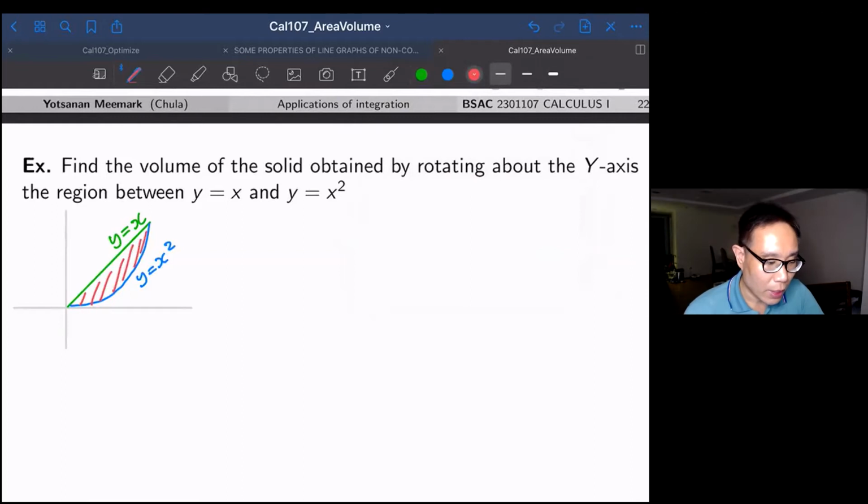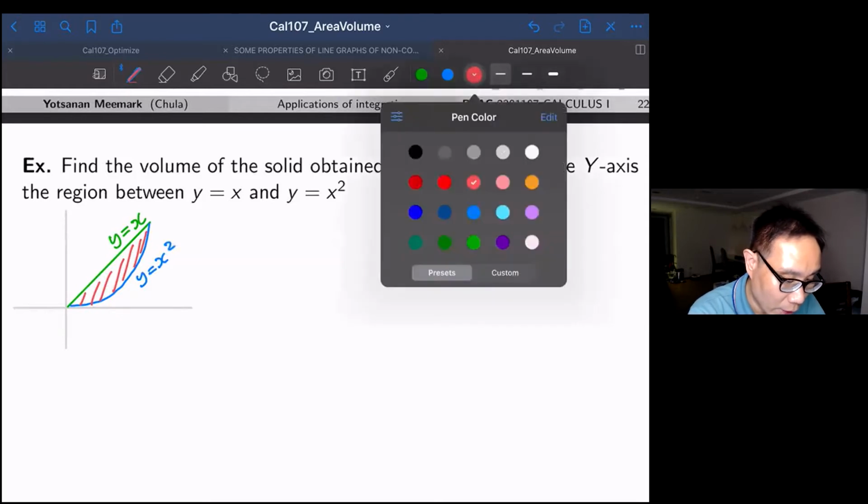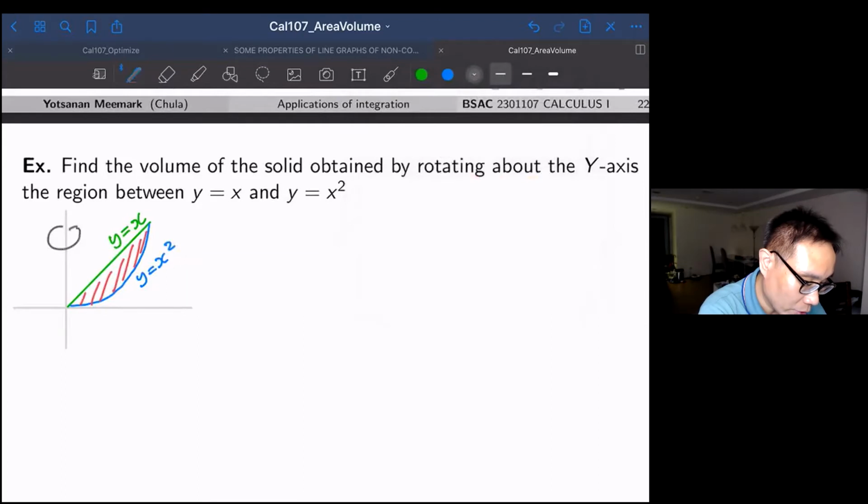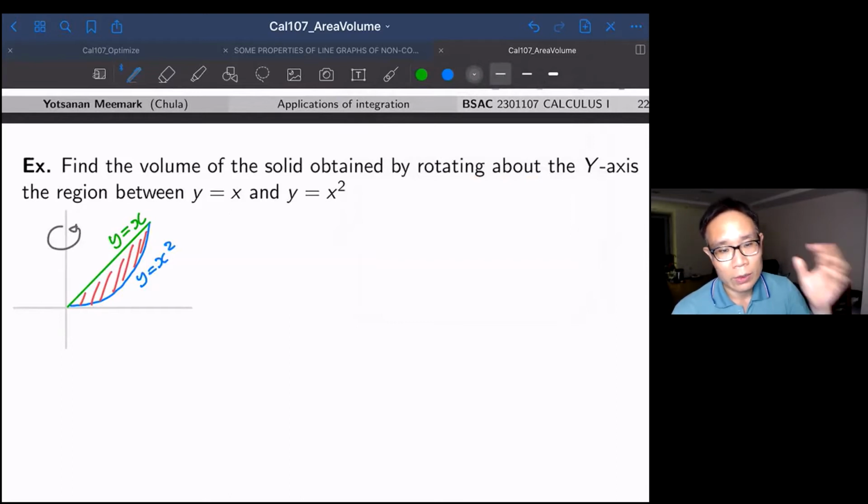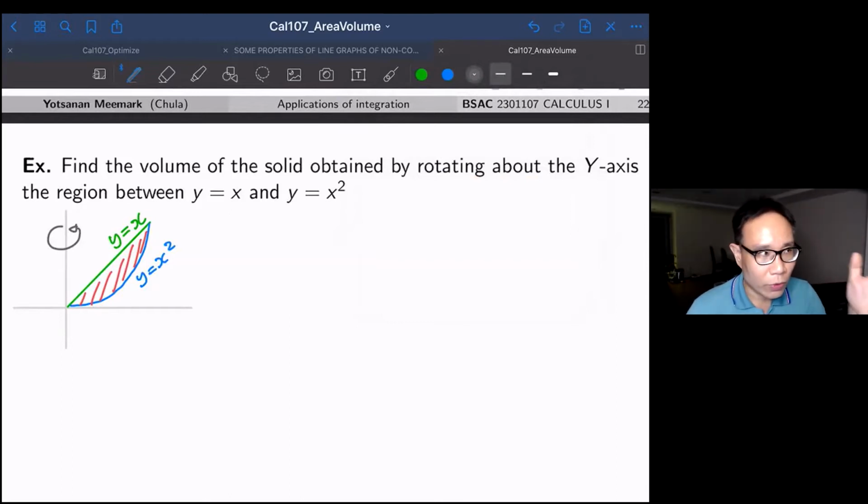You see? So this one will be the region, and you are rotating this guy about the y-axis. So it's going to be this picture. And you see that you can use the volume by using this way. However, I'm going to use the cylindrical shell for this section.